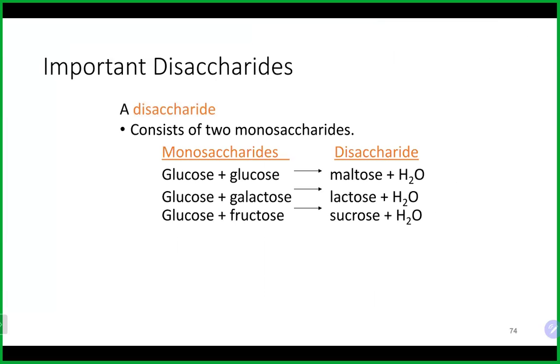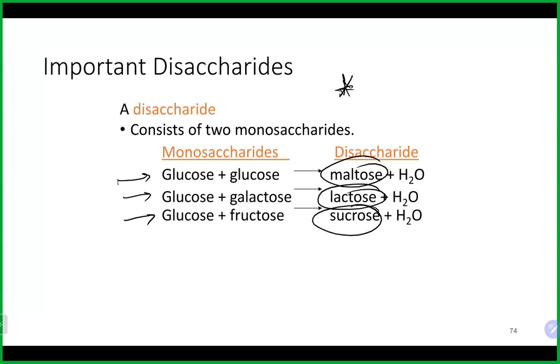Now, this slide I will star because you should know it. You do need to know the monosaccharides that make up the disaccharides. So for these different disaccharides, you do need to know the two monosaccharides that make it up. Probably going to be somewhere there on the final, I imagine.